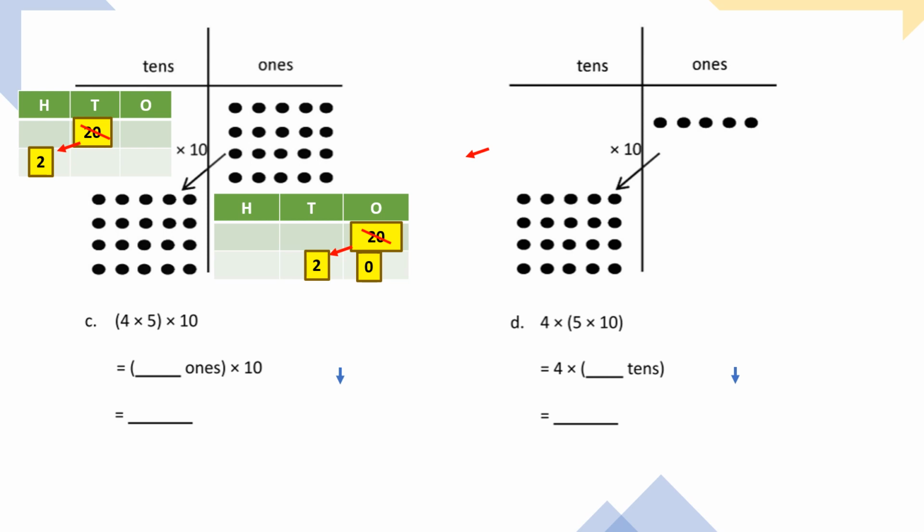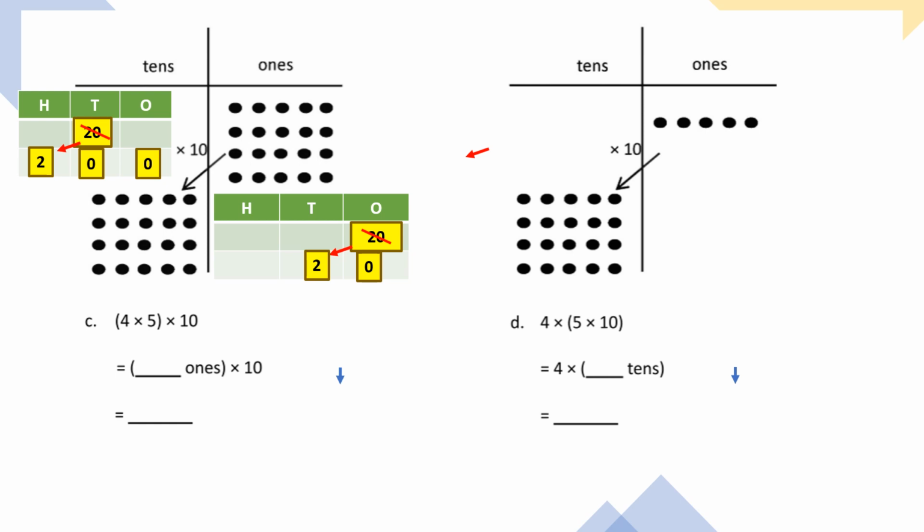So since I bundled my tens and put them in the hundreds place, I'm going to write a 0 in my tens place because I no longer have any tens, and a 0 in my ones place because I don't have any ones. So that means that 20 tens are the same as 200.